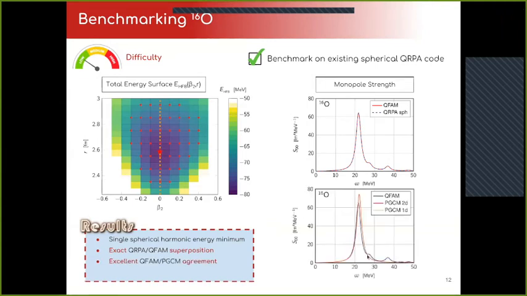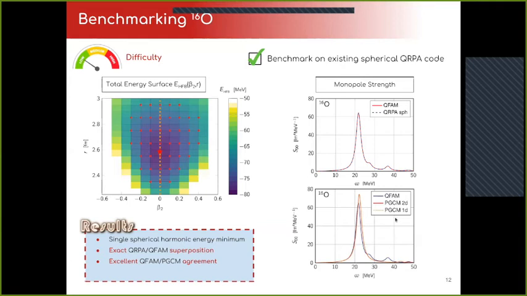Then we proceed to benchmark the P-GCM calculation. The red strength we obtain here is provided by the combination of these red dots in the total energy surface, so mixing deformed solutions, whereas the yellow dashed curve here is obtained only mixing spherical solutions, so without any actual deformation, but with different mean square radius.